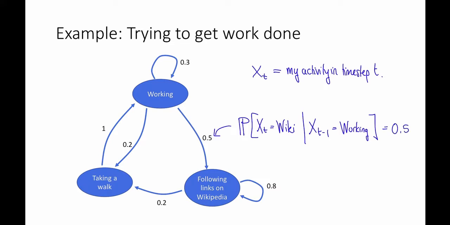So what this Markov chain here is doing is the following. Suppose that I sit down to work for 5 minutes. After I've done that, there's a decent chance, 30%, that I'm going to continue working. However, there's also a decent chance, 50%, that I'm going to start following links on Wikipedia. There's also some 20% chance that I need to think about something, and so I'm going to take a 5-minute walk.